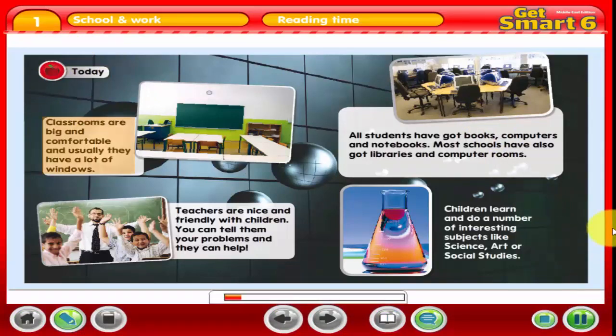Today, classrooms are big and comfortable, and usually they have a lot of windows. Teachers are nice and friendly with children. You can tell them your problems, and they can help. All students have got books, computers, and notebooks. Most schools have also got libraries and computer rooms. Children learn and do a number of interesting subjects, like science, art, or social studies.